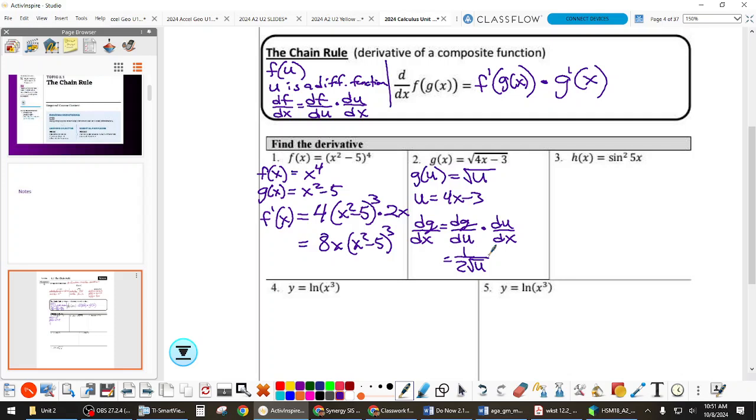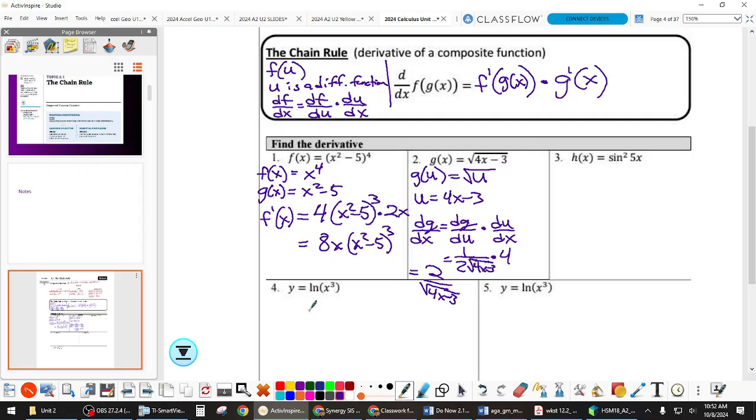Okay, 1 over 2 root whatever it is, okay? And then du dx is just 4. Well, you could skip this line that I just wrote and just substitute u, which is 4x minus 3, right in there, okay? I just wanted you to see the symbolism there. 4x minus 3. Okay, and then of course we can simplify that, but I'm running out of room, to 2 over square root of 4x minus 3. Okay.